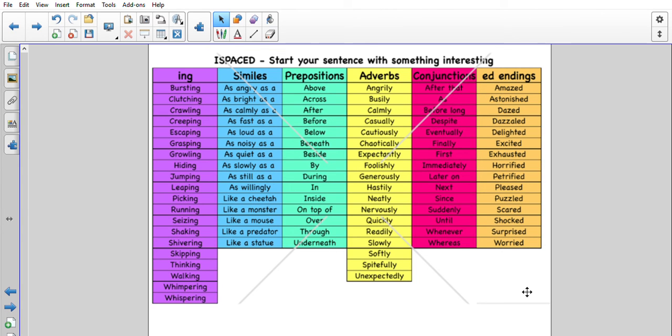Okay, so like last week, again, we're going to look at sentence starters, because this is something that will really make your writing a lot better and it'll make it flow. So if you need to keep this on when you're writing as well, feel free to. So you can start your sentences in different ways. We can start with ing words, similes, prepositions, adverbs, conjunctions, and also ed endings. Okay, so I want you to think of different sentence starters that you could use for when you are writing your setting description as well. And on the next slides, there's just a few more examples.